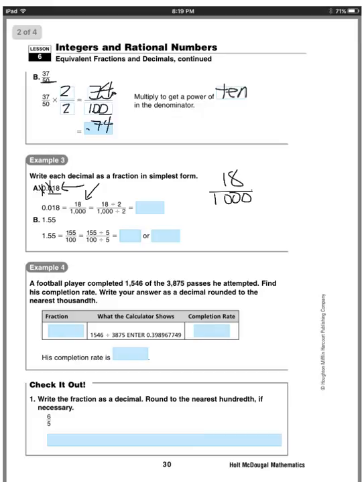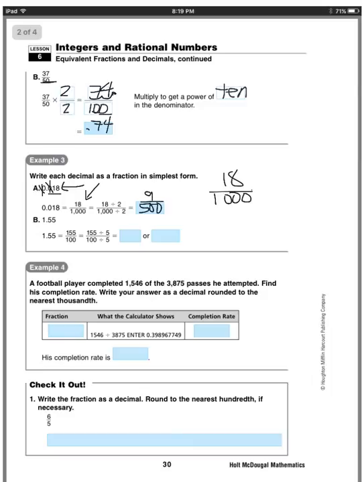It wants it in simplest form. Both of these are even numbers, so we can divide the 18 by 2 and the 1,000 by 2 and get 9/500, and that's in simplest form.